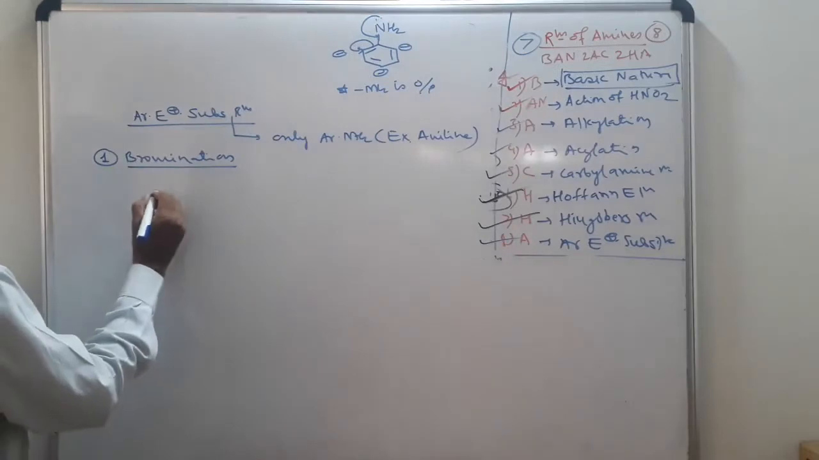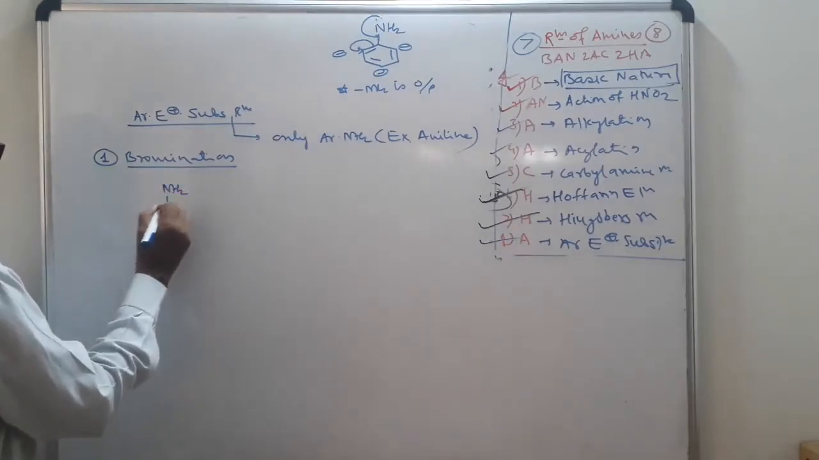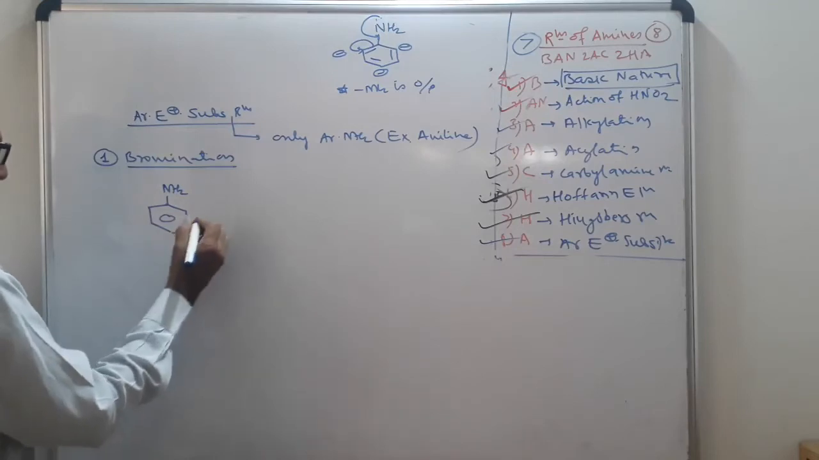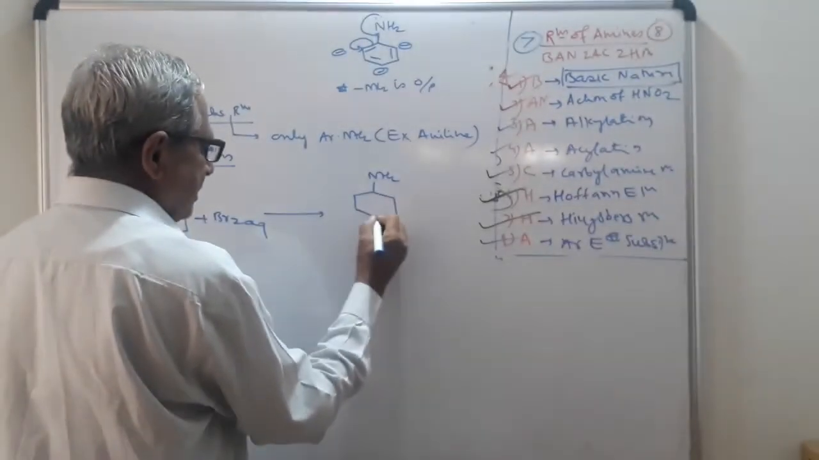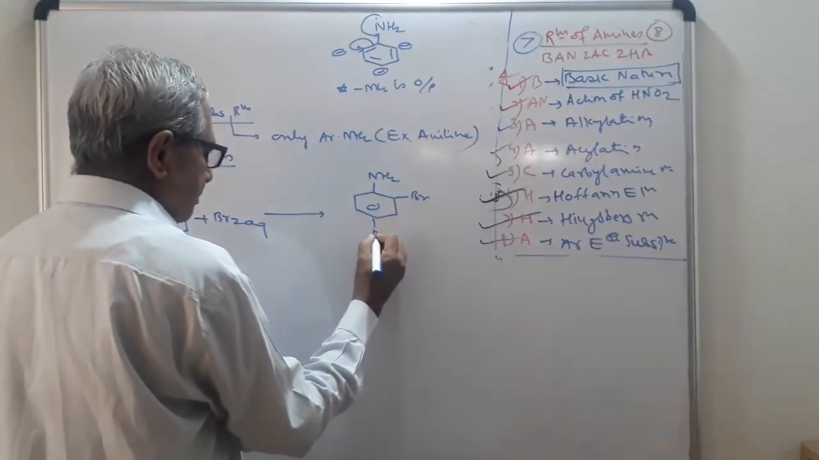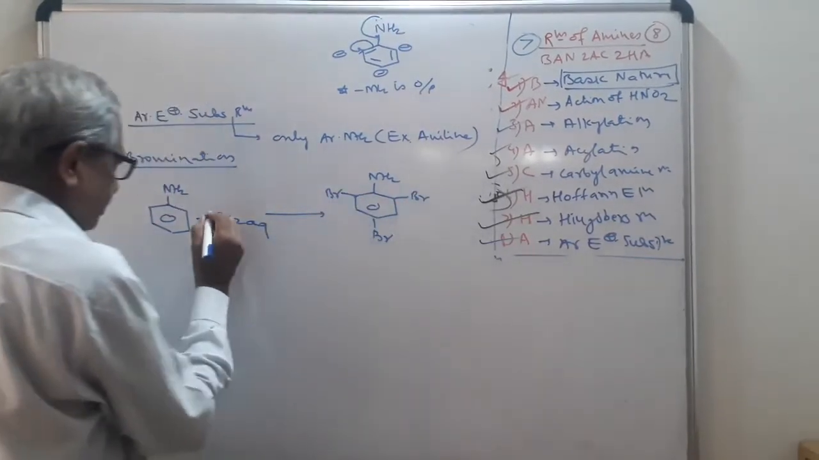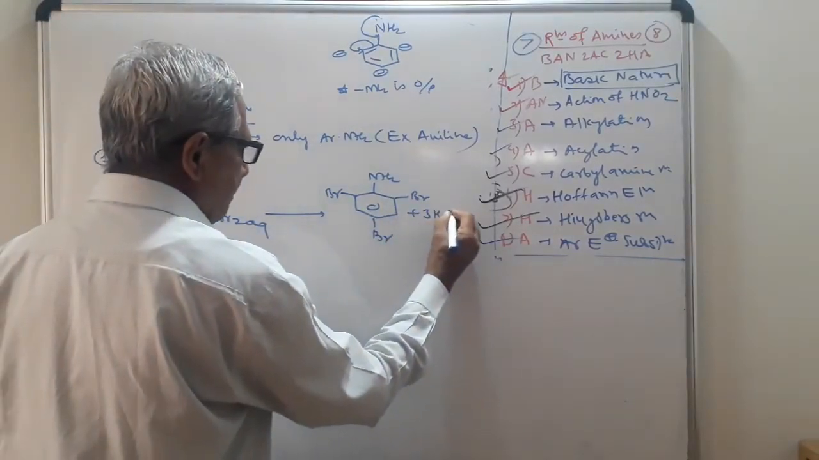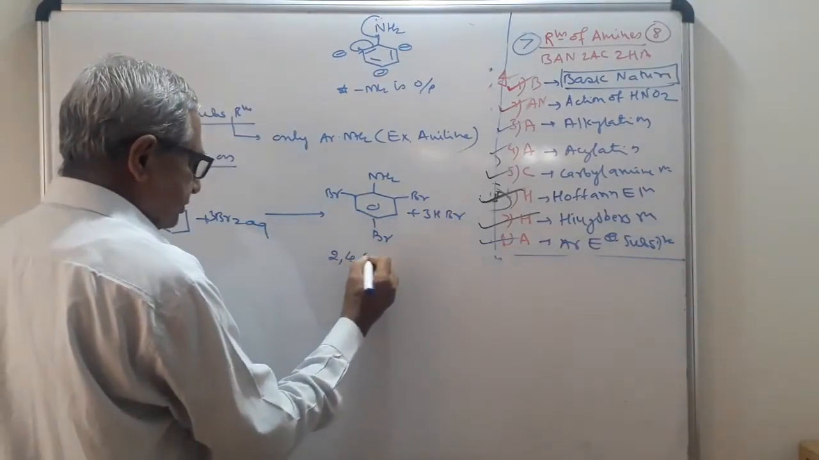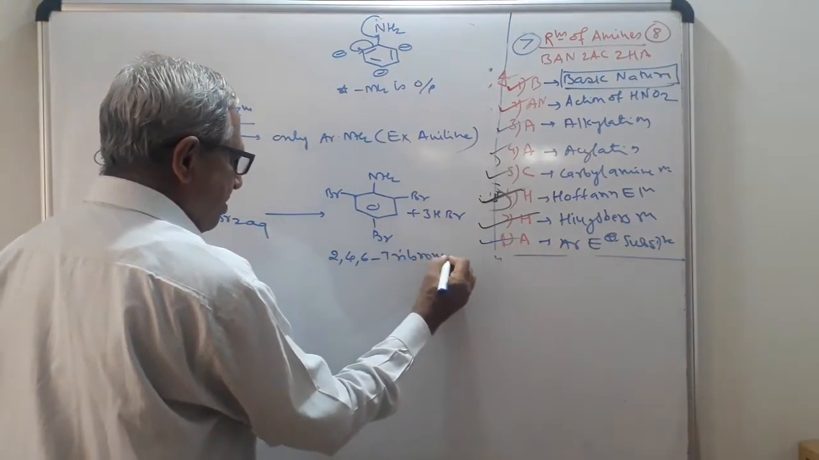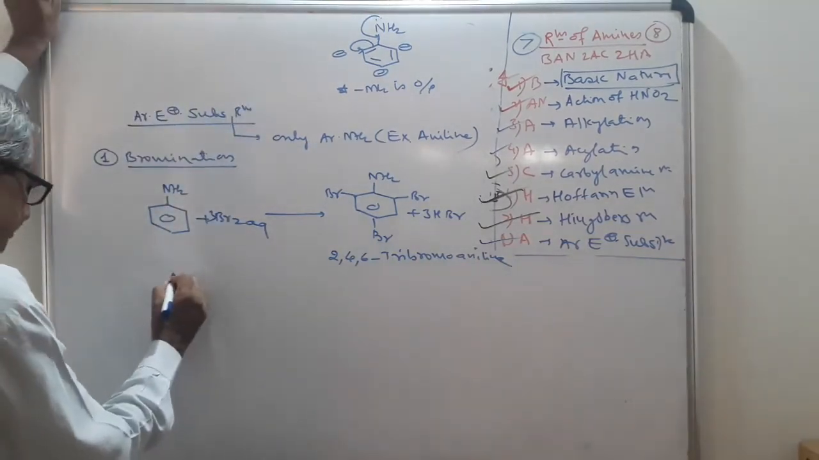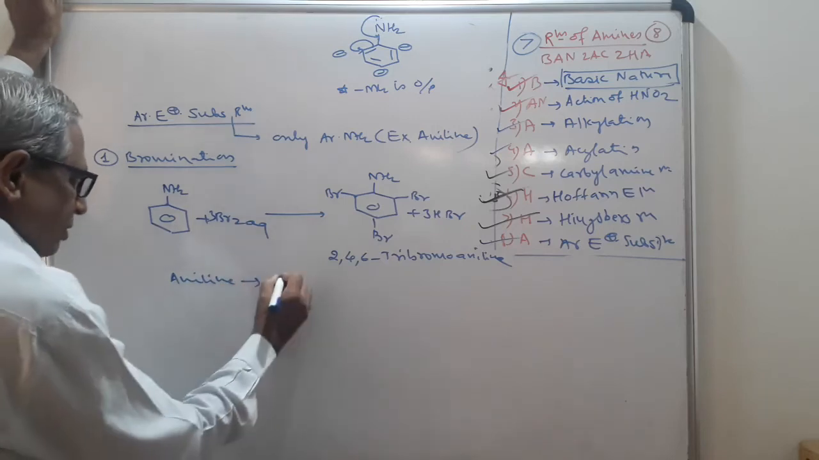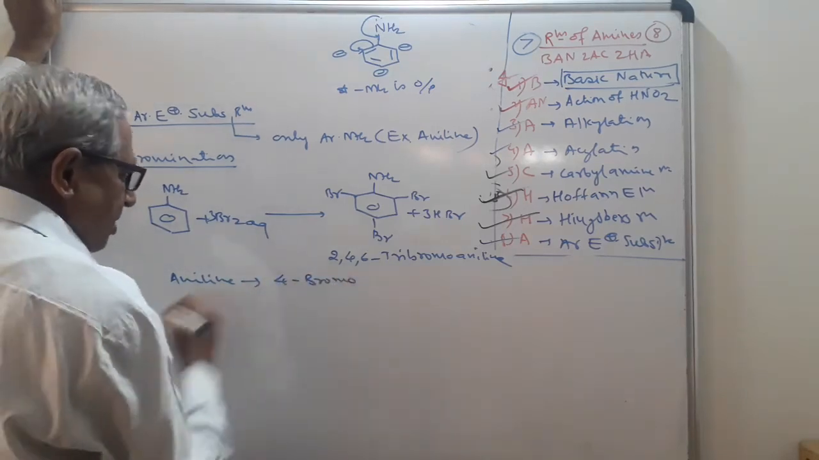Now bromination. NH2 benzene ring, when you do the reaction with aqueous bromine water, you will get NH2 benzene ring with bromine at the ortho and para positions, plus thrice HBr. It is known as 2,4,6-tribromoaniline. Now how to prepare aniline into 4-bromoaniline?